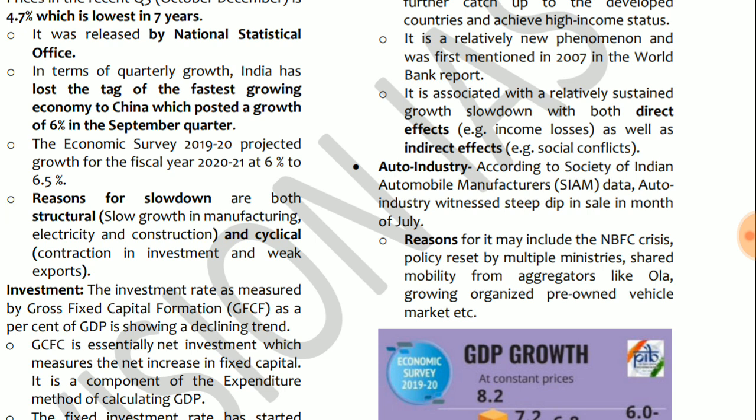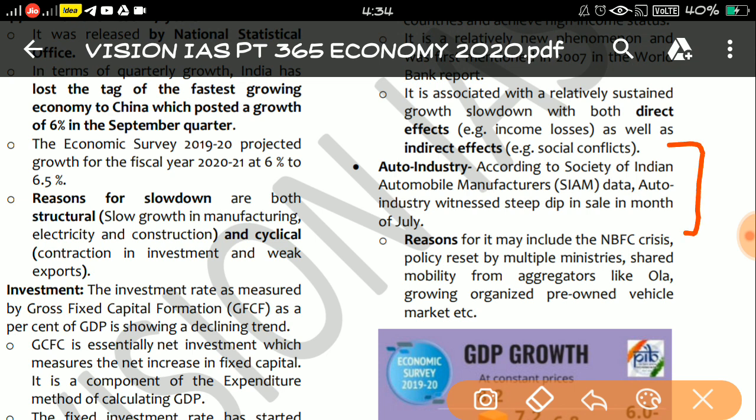So according to SIAM, that is Society of Indian Automobile Manufacturers, the auto industry is witnessing a steep dip in sales in the month of July. Basically, there are different reasons for the slowdown in the auto industry. NBFC crisis is there, the ILFS crisis, the NBFC crisis. Similarly, there are many policy resets.